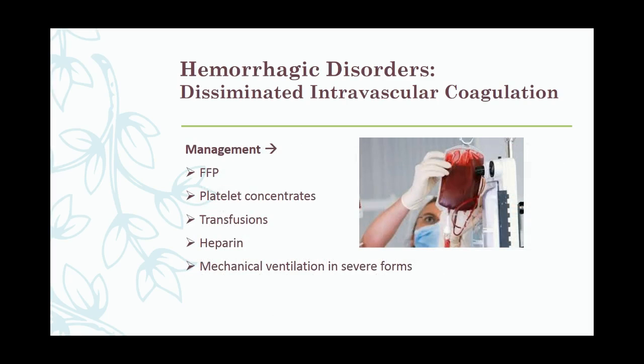So how do we manage DIC? What we do is we give fresh frozen plasma because we're trying to get these people's blood volume up. We give them platelet concentrates because they've used up all their platelets. They got low platelets, so they need some. These people will get transfusions because they're losing blood. They're oozing it out of everywhere.